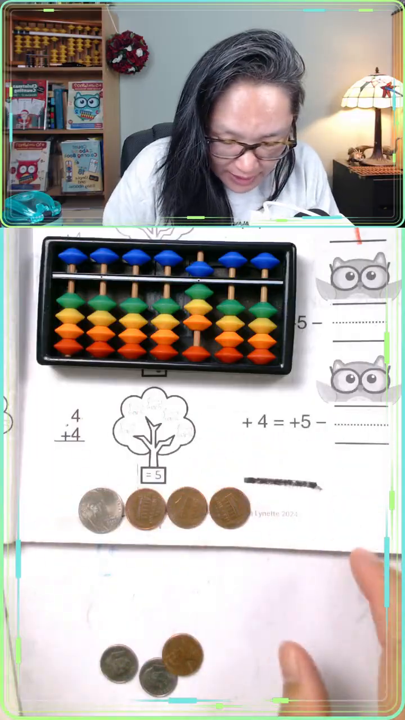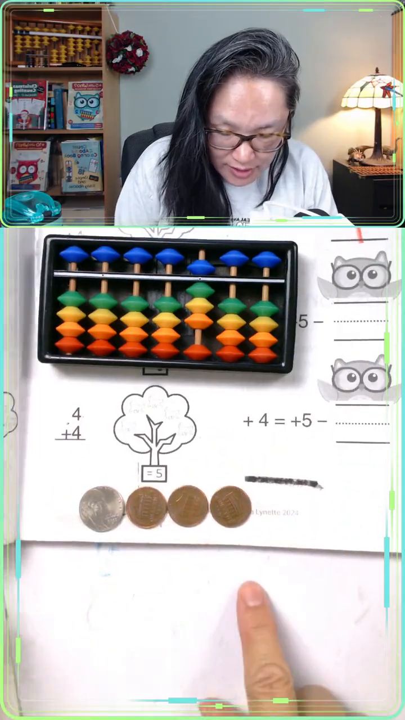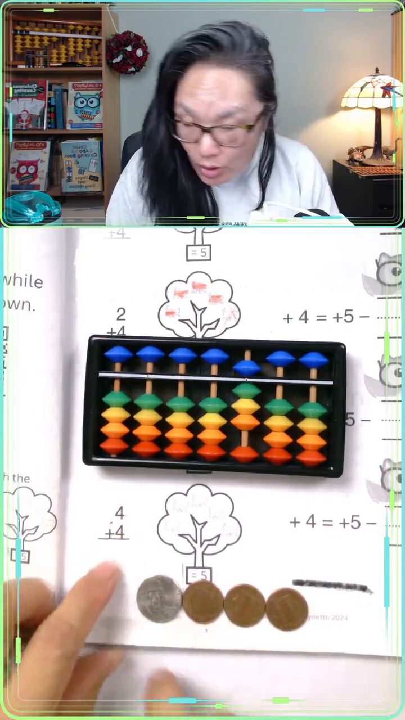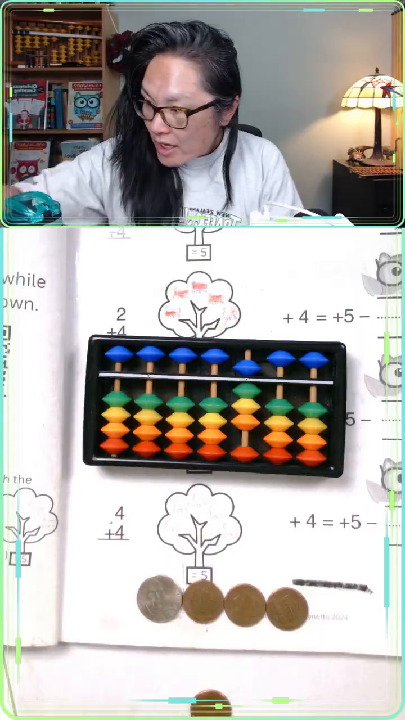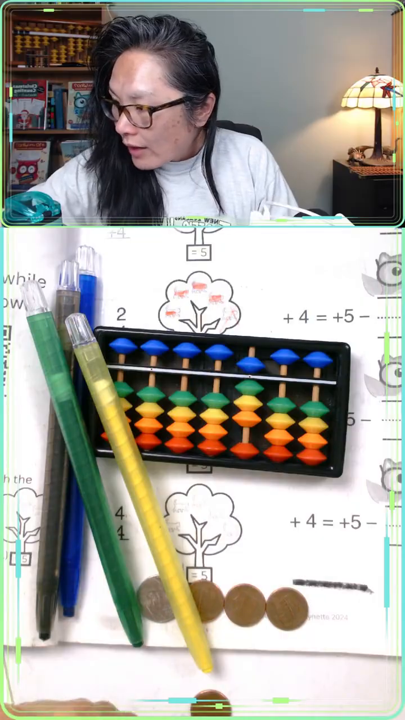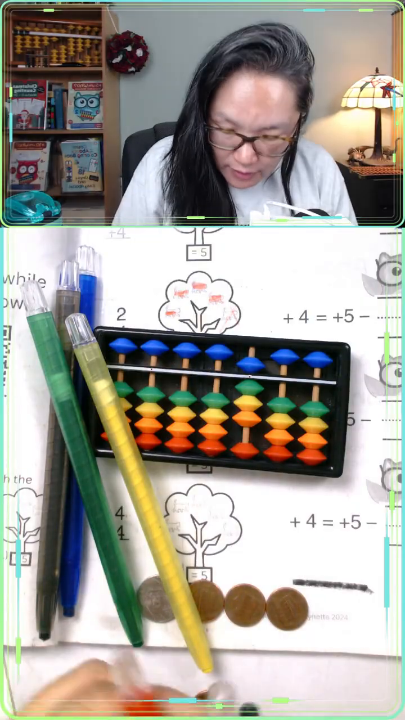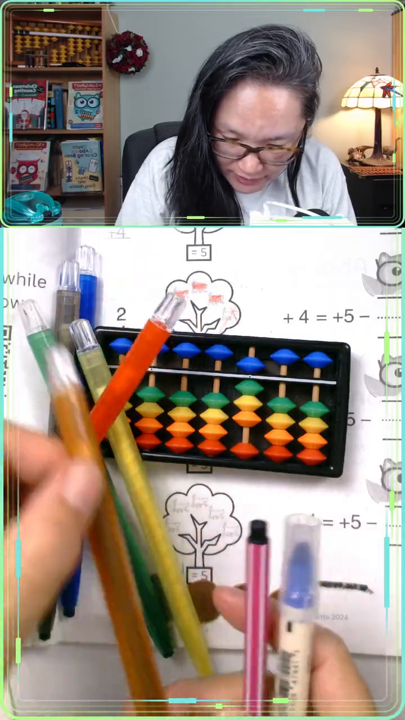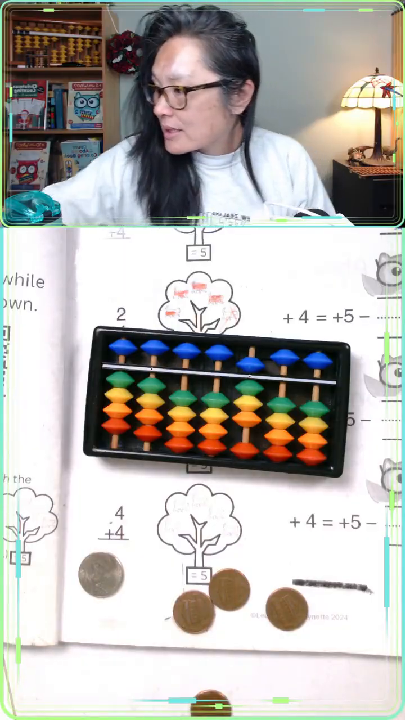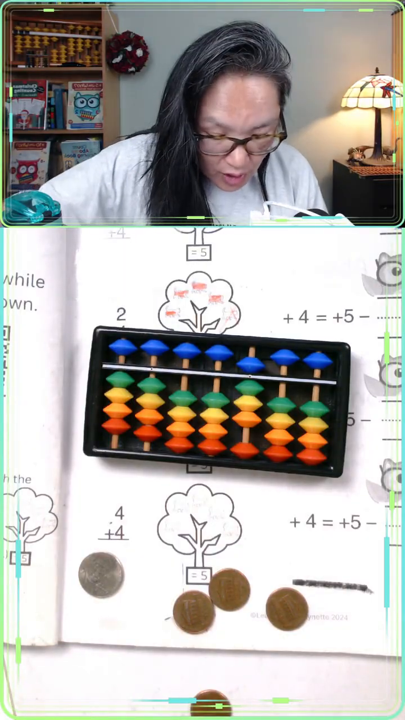Why? Because we're understanding a concept faster than counting up. You don't need to count up. What you do in mainstream school, right, is you have 4 here, and then you get another 4. 1, 2, 3, 4, right? And then you have to count. Here's my 4. 5, 6, 7, 8. But in abacus, we don't do that. What we do in abacus is we need to understand how to do compensation.